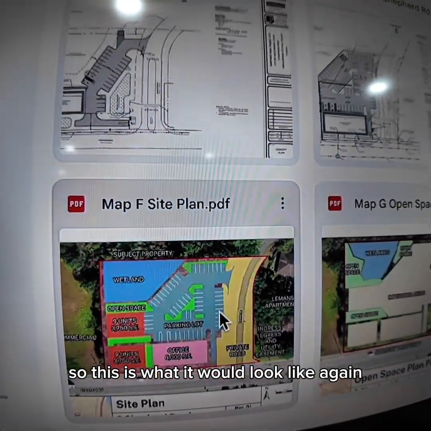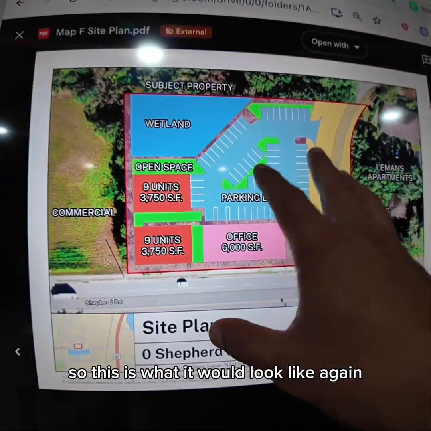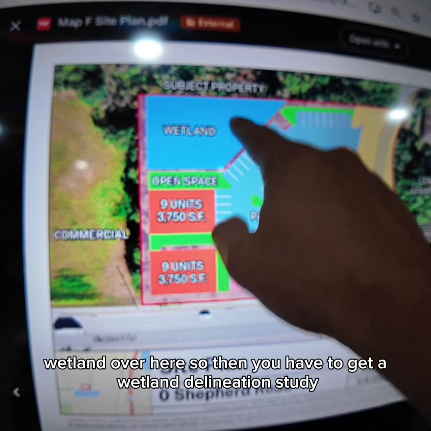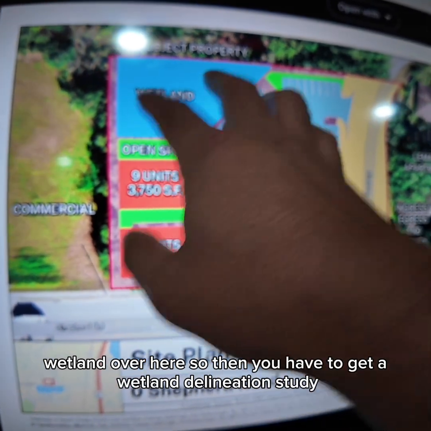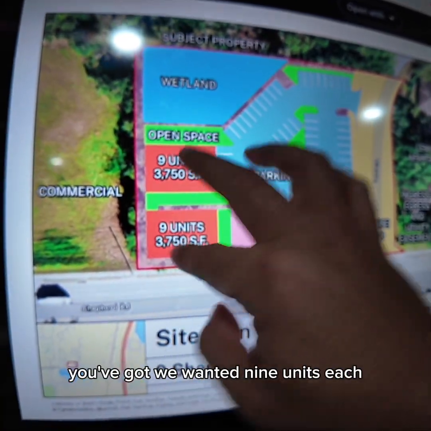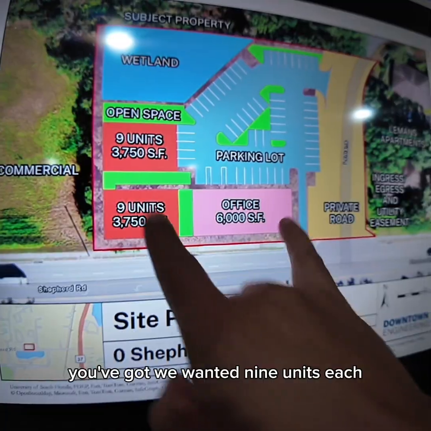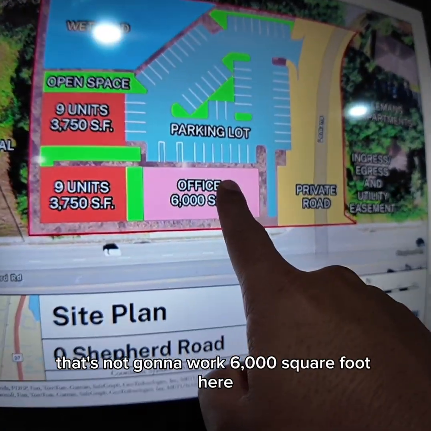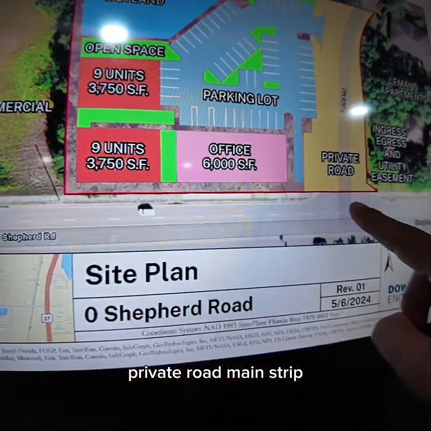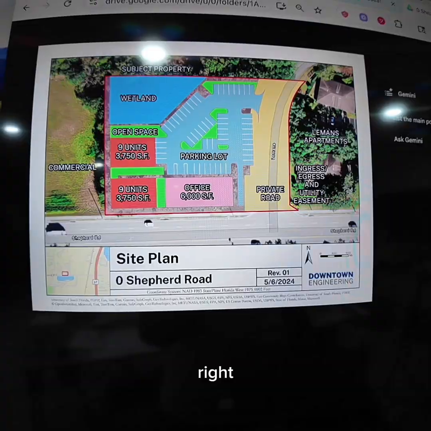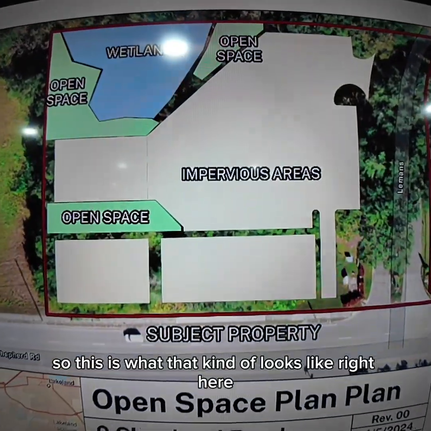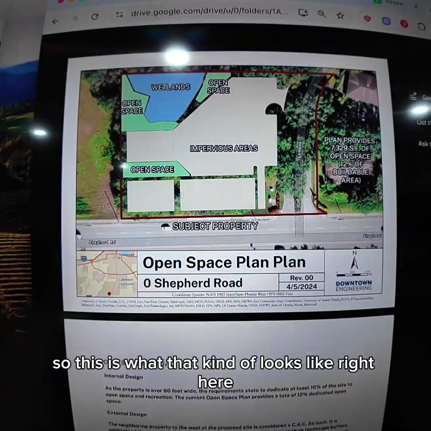So this was what it would look like. Again, just to give you an outline. Wetland over here, so then you have to get a wetland delineation study. We wanted 9 units each. That's not going to work. 6,000 square feet here, private road, main strip, right? So this is what that kind of looks like right here.